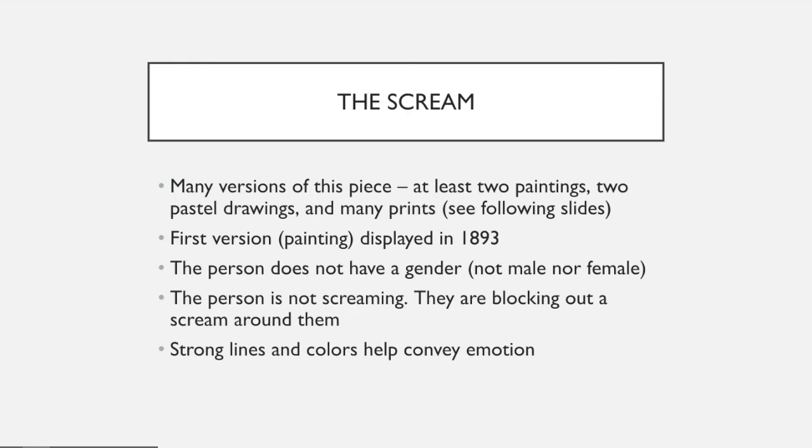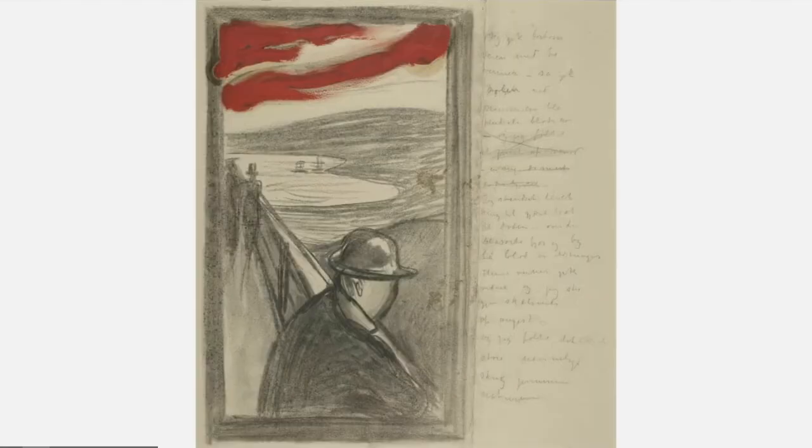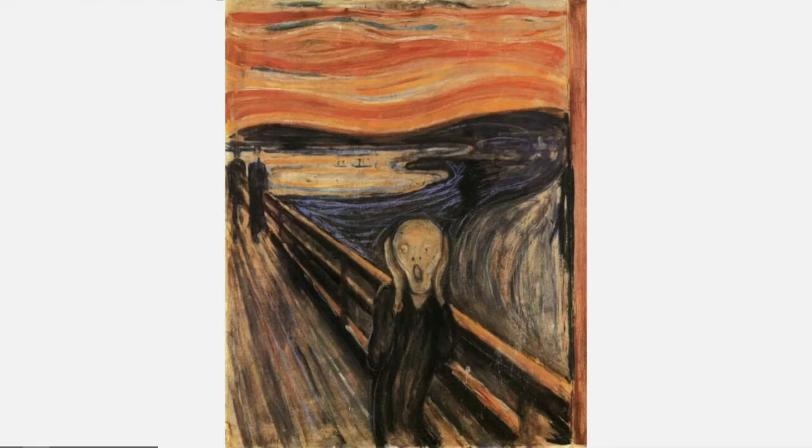So it sort of changes the perspective when you look at it and you realize that it's not the person themselves screaming, they're blocking out a scream from behind or around them. And the strong lines and colors help convey emotion. This was an early sketch from the Scream. As you can see, it's very different from the final version.